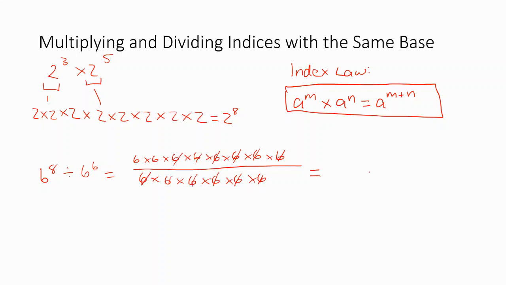So what do we have left? Up the top, we can see we've got 6 times 6, and we have nothing left down the bottom. So we could write over 1, but I'm not going to worry about that. So 6 times 6 is 6 squared. Once again, let's write this as a general rule. We can say that if we have a to the power of m over a to the power of n, that becomes a to the power of m minus n.